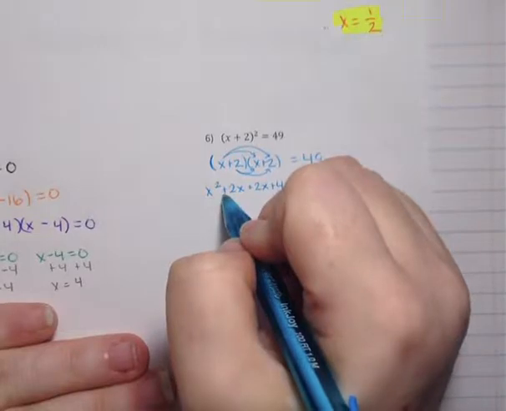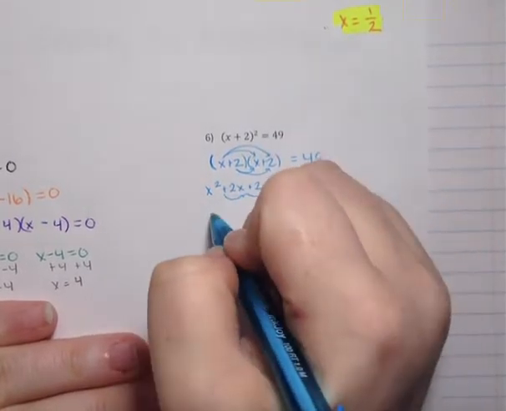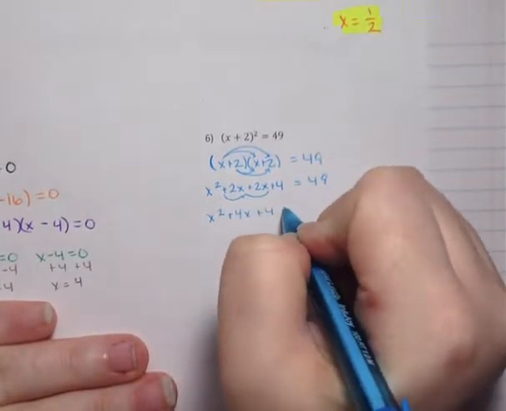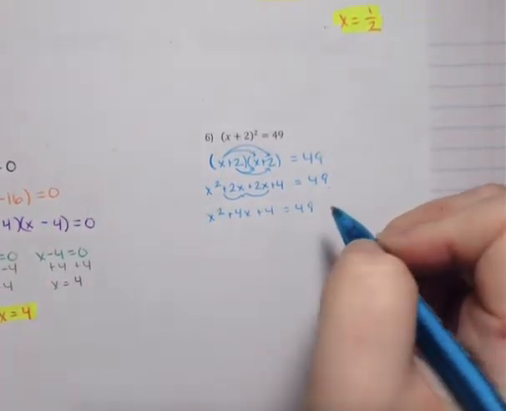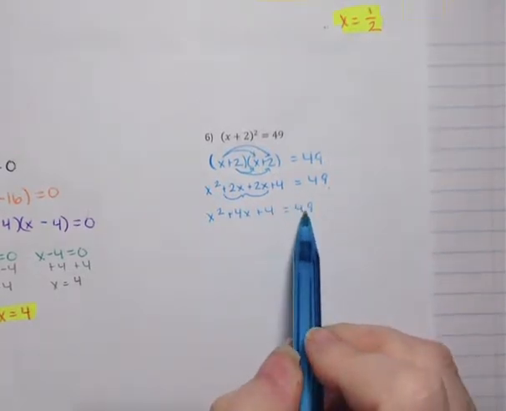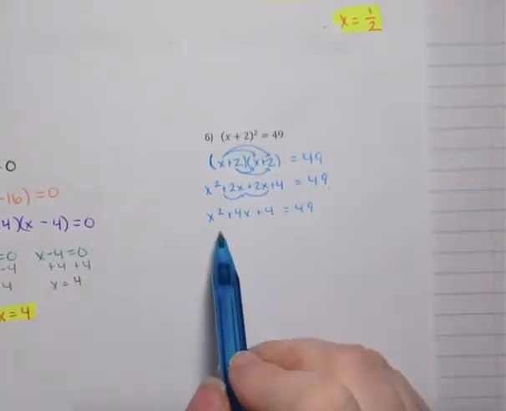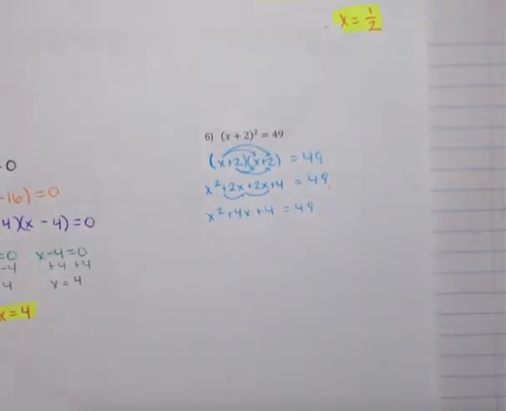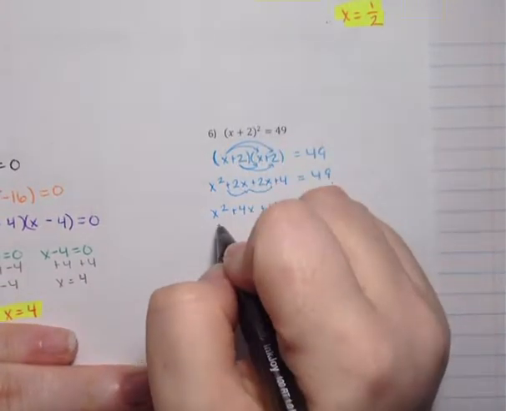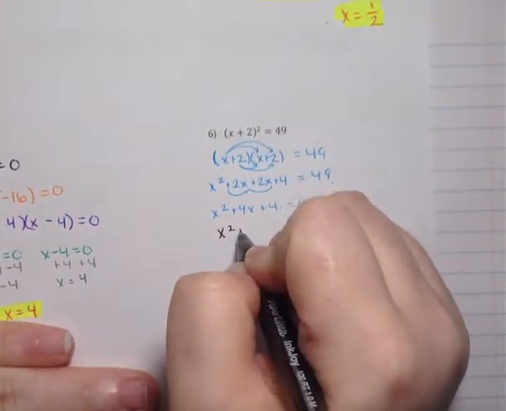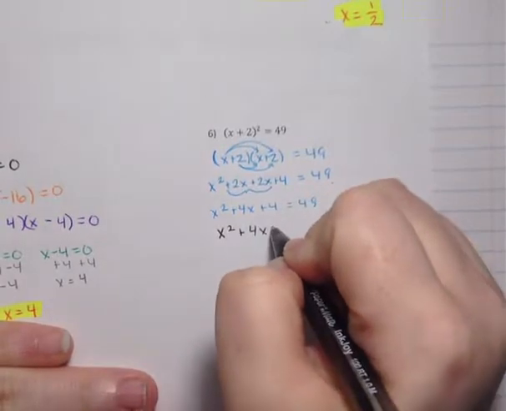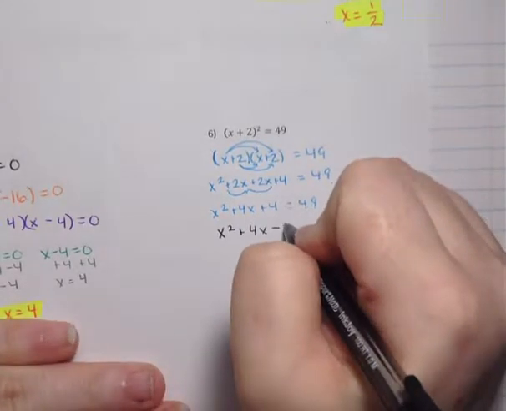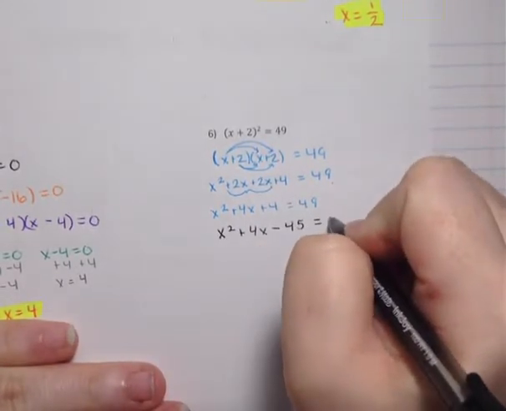Now I combine like terms on the left-hand side, so I'll be able to get x squared plus 4x plus 4 is equal to 49. So we're almost done. We just need to get this back to equal to 0. This is close to standard form. We have no more parentheses. We need to subtract the 49 to the other side. So in standard form, this problem will be written as x squared plus 4x minus 45, because 4 minus 49 is negative 45, and that will be equal to 0.